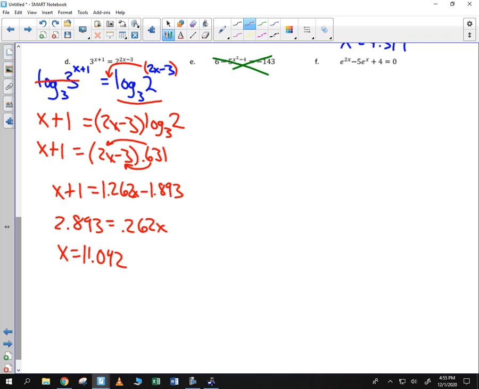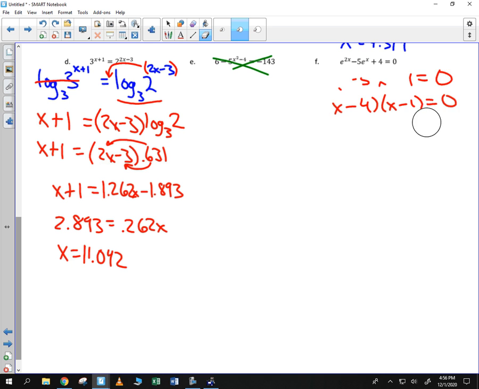Last one, we'll try F. Most commonly, people just try to take the natural log of both sides, and they just start canceling e's off. Completely incorrect. You know, what if it was x squared minus 5x plus 4 equals 0? Couldn't you solve that by factoring? Well, it turns out in this situation, you could factor this as well.